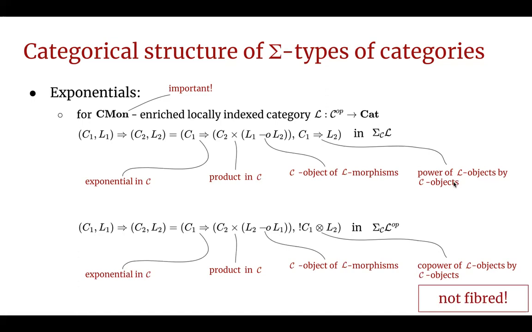Now, something that is important to note here is these exponentials are sort of weird because they're not fibered, right? They're not fibered over C in the sense that the first component of the exponential is not just the function type from C1 to C2. So we're not just lifting the exponentials from C to the sigma type of categories, but they're different. And in that sense, they're not very well behaved.